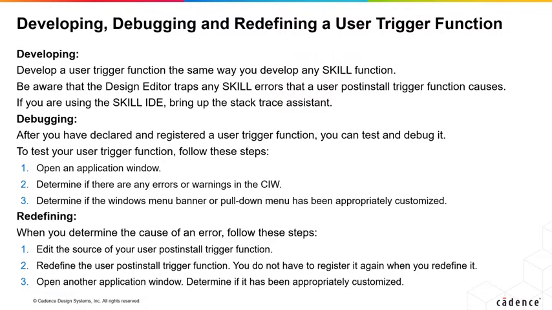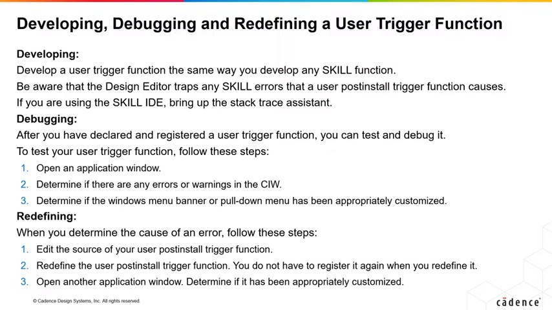So in order to debug a user trigger function, you're going to declare it and register it. And then to test it, you won't just run it, because again, it has to trigger. That trigger has to actually happen, so you'll have to open an application window of that type that you've registered the trigger for. Second of all, you have to determine if there are any errors or warnings, so check the CIW. If there were, you're going to have to analyze those and correct those.